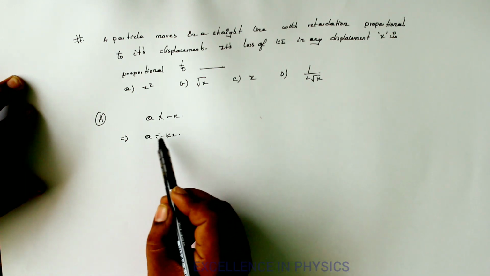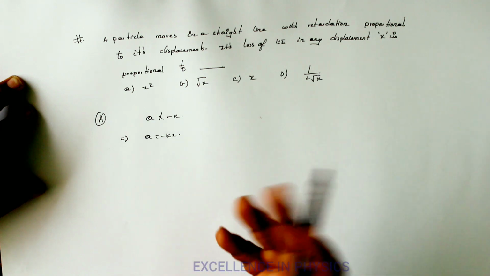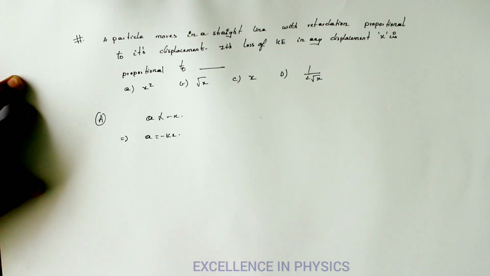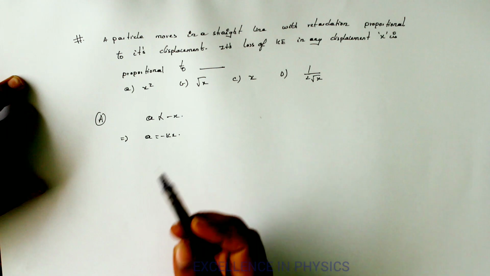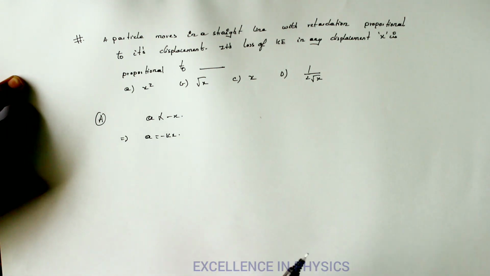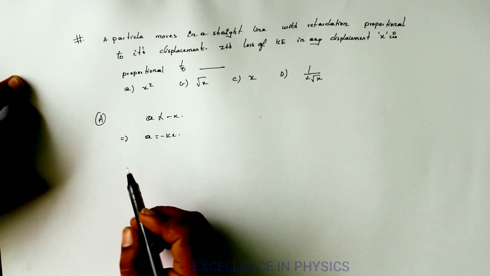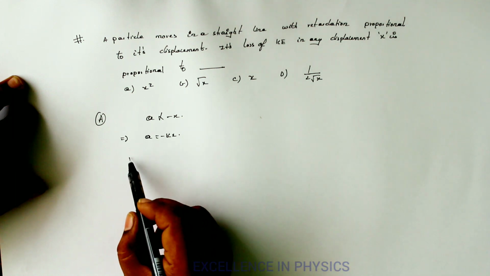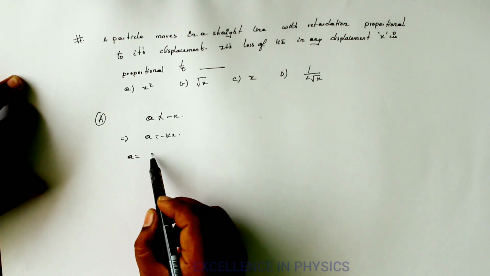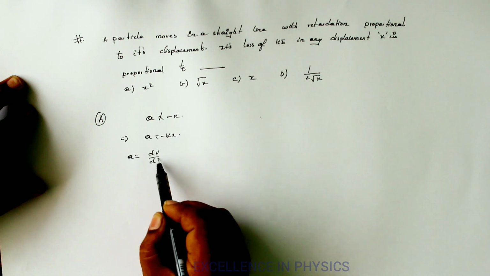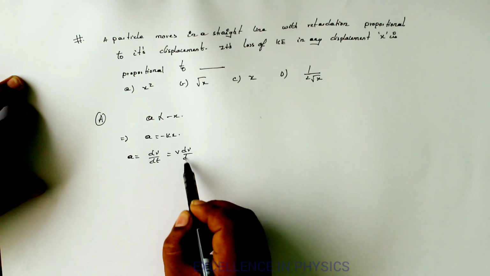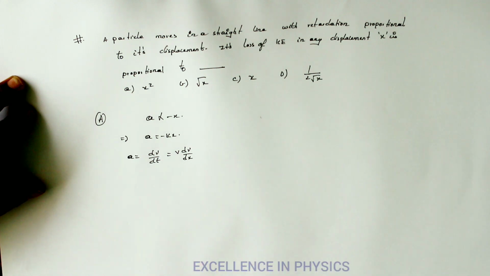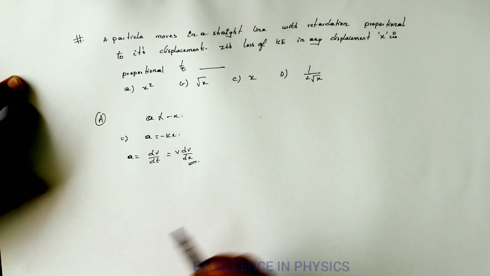So this equation, how can I convert in terms of loss of kinetic energy? Loss of kinetic energy depends upon change of velocity of the body. So from acceleration, how can I calculate an equation for velocity? We have two equations for acceleration. One is A equals dv divided by dt. Similarly, I have v dv divided by dx. Previously we have done many problems based on this relation.